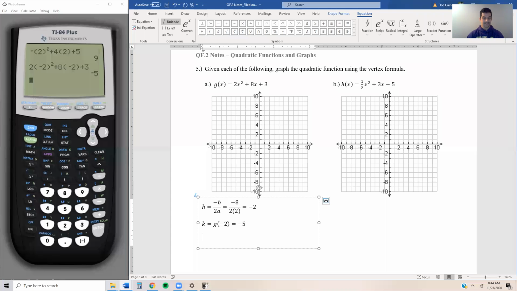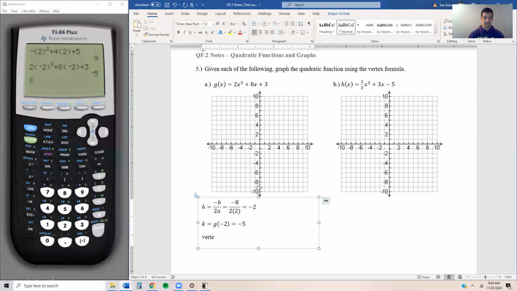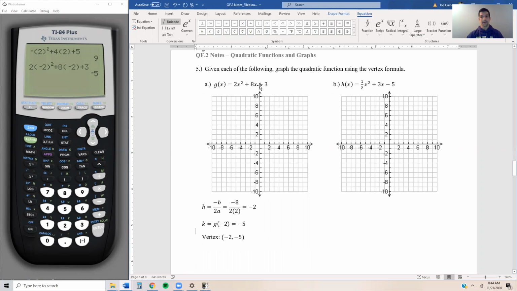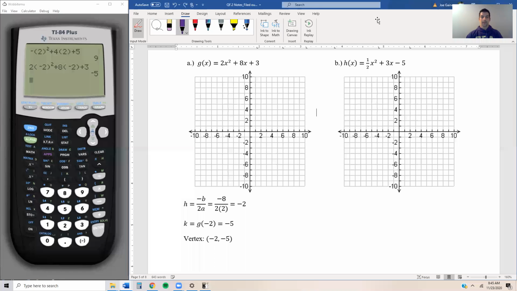So my vertex is (h, k). So then my vertex in this instance would be negative 2, negative 5. And now we're ready to graph. Unless the question requires the finding of the x-intercepts and the y-intercepts, you can find the y-intercept here pretty easily. But unless the question requires you to find that algebraically, we're not going to worry about doing that. So here we're ready to graph.